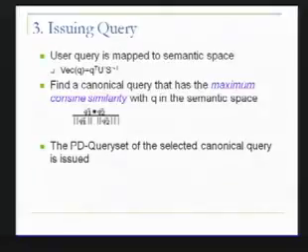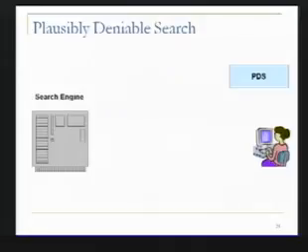So we use the cosine similarity for finding the best canonical query that you want to issue. We go through the set of all canonical queries and find the canonical query which has the maximum cosine similarity. The next step is to find the PD query set that contains this canonical query. So you want to issue that set of k queries instead of your original user query. So that's the step.